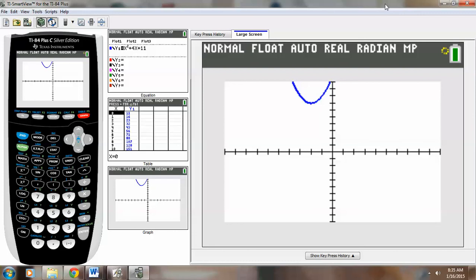This problem never touches our x-axis, does it? Okay. Remember, we say this would have no real solutions. In other words, it has imaginary solutions. So we should have an I in our answer.